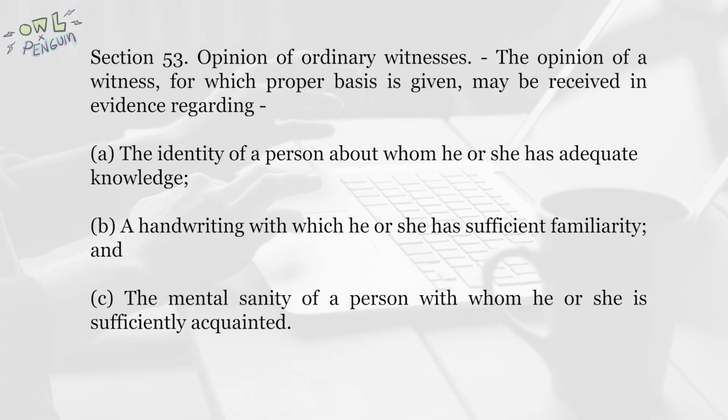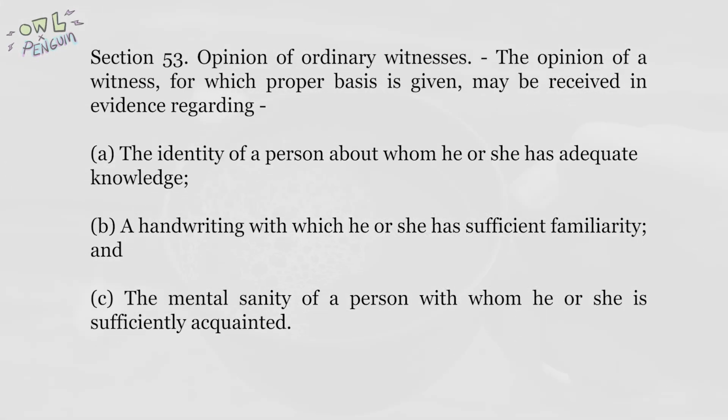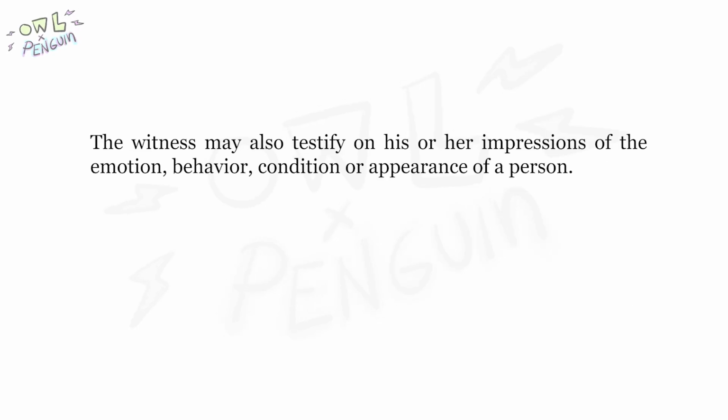Section 53. Opinion of ordinary witnesses. The opinion of a witness, for which proper basis is given, may be received in evidence regarding a. the identity of a person about whom he or she has adequate knowledge, b. a handwriting with which he or she has sufficient familiarity, and c. the mental sanity of a person with whom he or she is sufficiently acquainted. The witness may also testify on his or her impressions of the emotion, behavior, condition or appearance of a person.